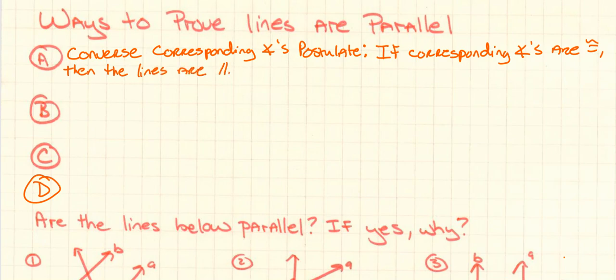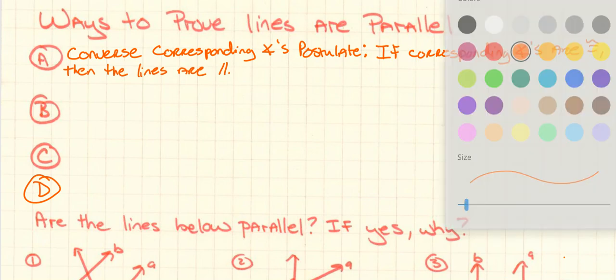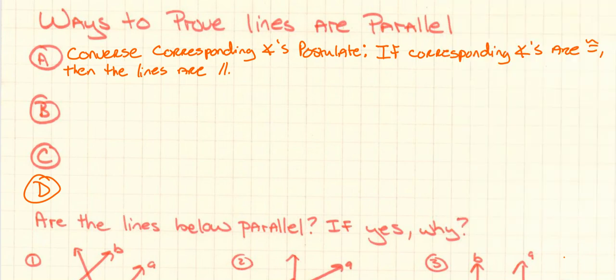Now the actual theorem's a little bit more wordy. It says if lines are cut by a transversal and corresponding angles are congruent, then the lines are parallel. But you get the point with this many words. All right, so that's the first option. The second option is going to be converse. It's just going to be, again, the converse of all of the different theorems.